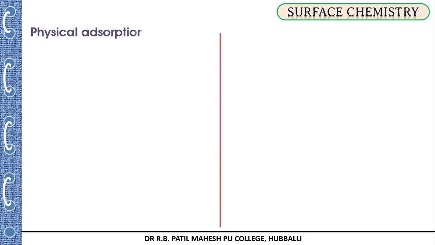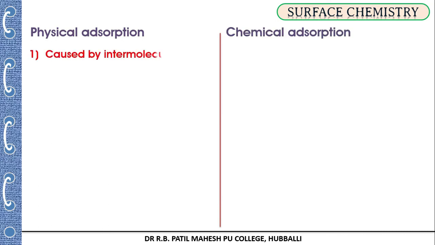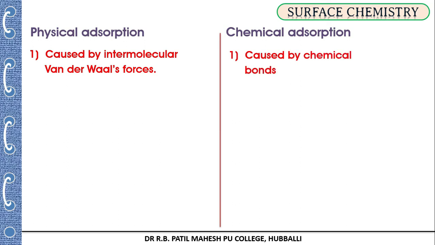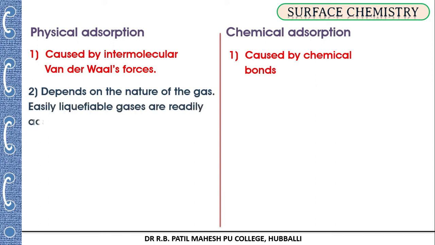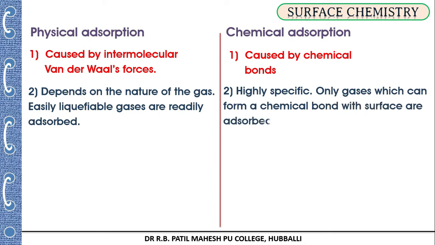So let us write physisorption or physical adsorption on the left hand side and chemisorption or chemical adsorption on the right hand side. The first one: physical adsorption is caused due to van der Waals force of attraction, whereas chemisorption is mainly due to the chemical bond between the adsorbate and adsorbent. Physical adsorption depends on the nature of the gas. Easily liquefiable gases are adsorbed on the surfaces, whereas in the case of chemisorption, it is highly specific.